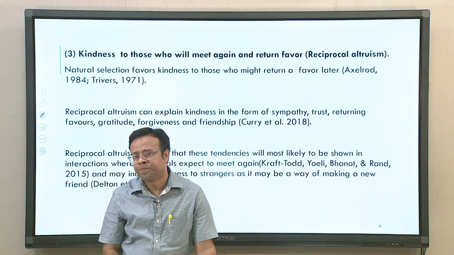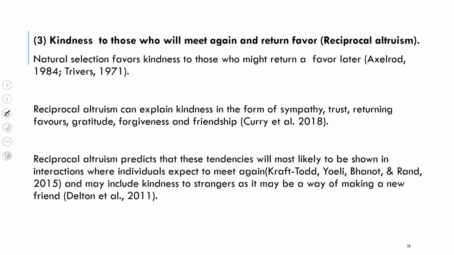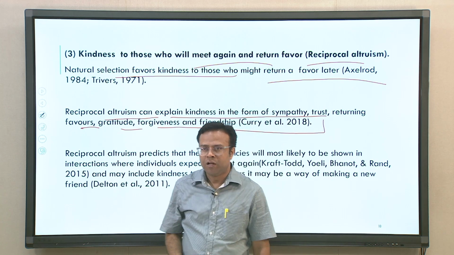The third evolutionary mechanism that can be seen in kind behavior is called reciprocal altruism, which means we are kind to those whom we will meet again and who will return the favor. Especially, we become more kind towards people whom we expect to meet again and who are likely to return my favor. So, natural selection favors kindness to those who might return the favor later. That is called reciprocal altruism. It can explain kindness in the form of sympathy, trust, returning favors, gratitude, forgiveness and friendship. That is also an expression of evolutionary mechanisms.